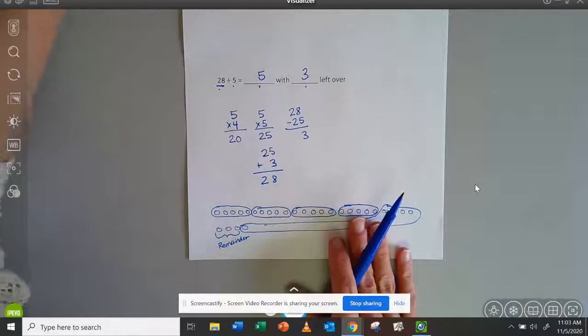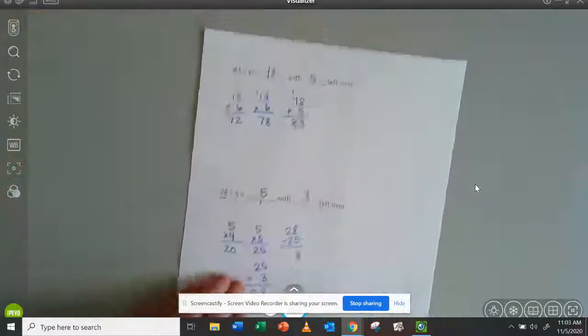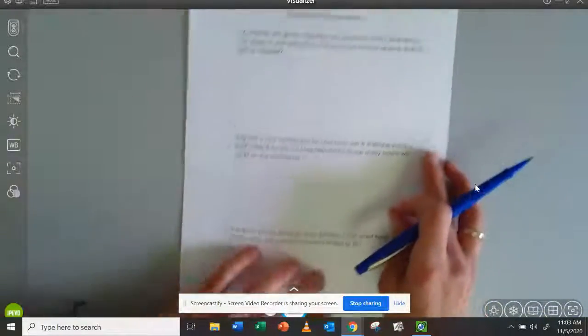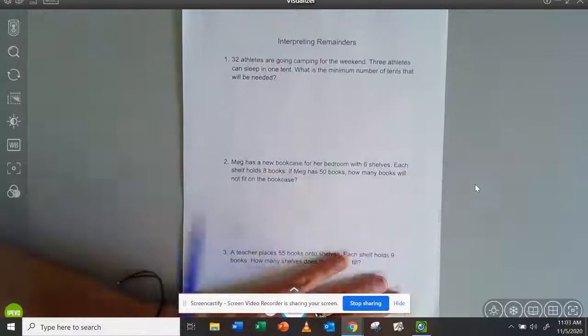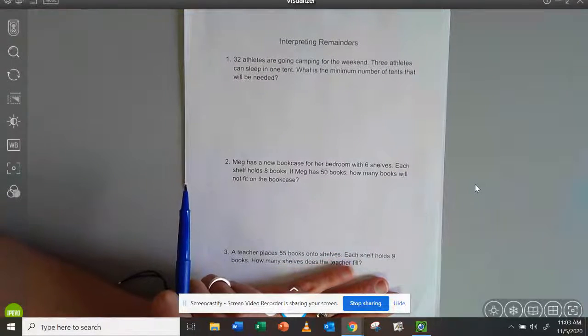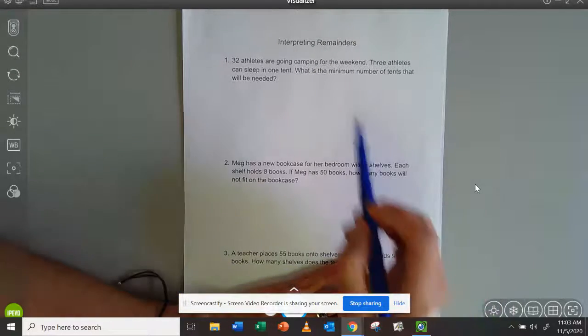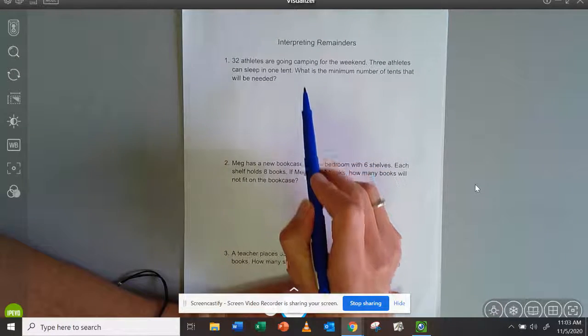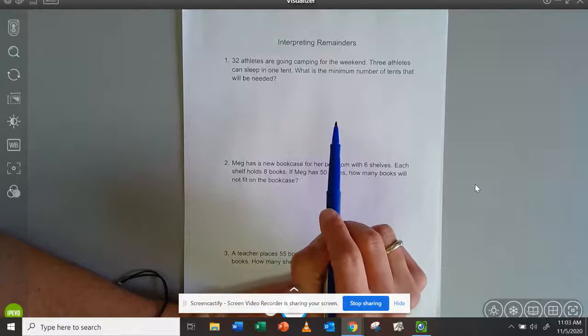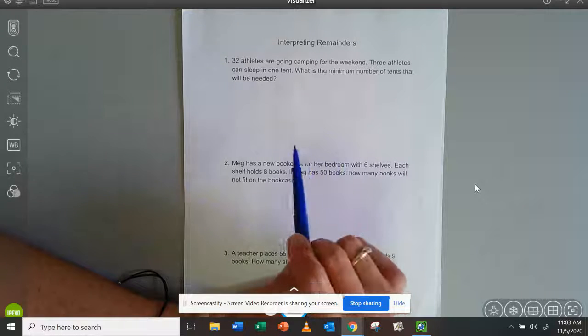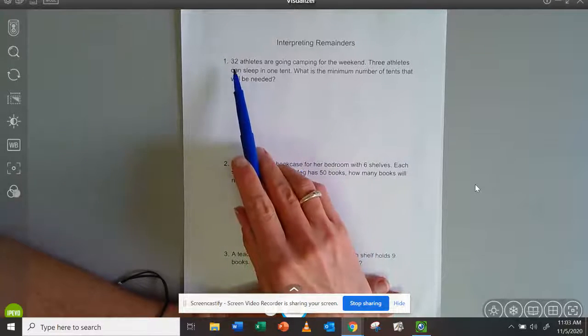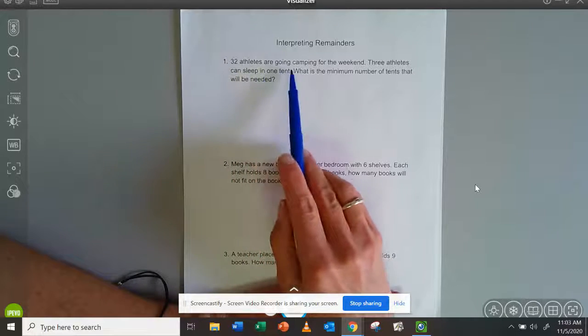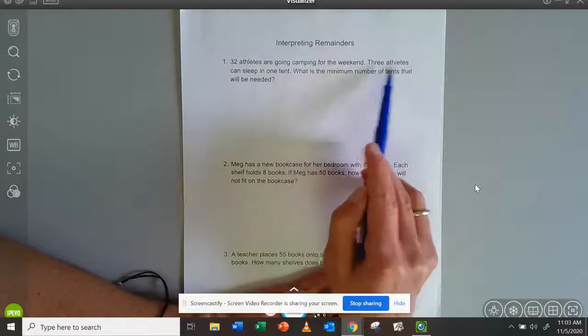All right, let's take these and apply it to some word problems. So now we're going to interpret that remainder. What that means is we have to look at the remainder and see what it stands for or what it's representing, and then decide what we're going to do with the remainder in regards to the question that's being asked. So this one says 32 athletes are going camping for the weekend. 3 athletes can sleep in one tent.